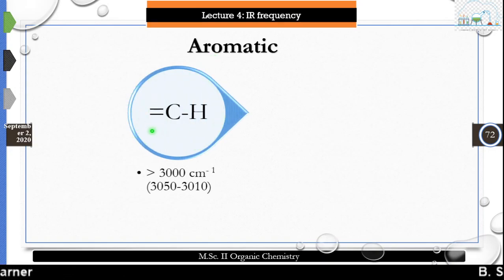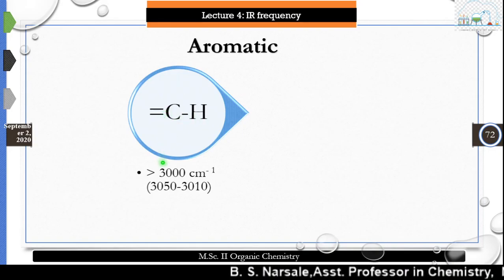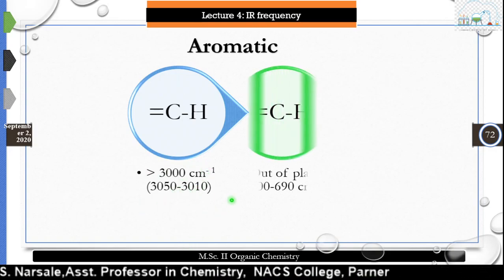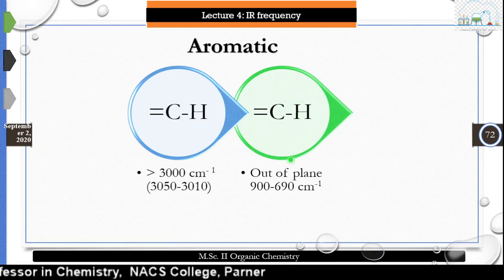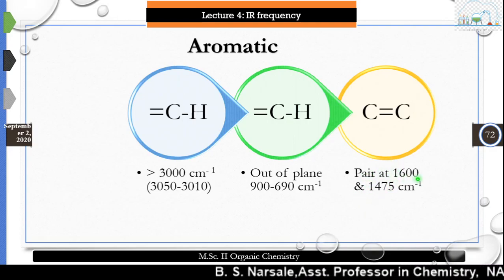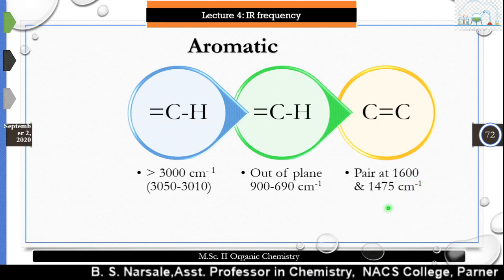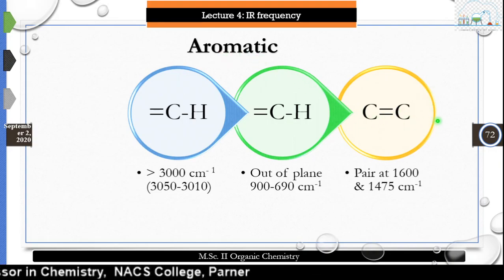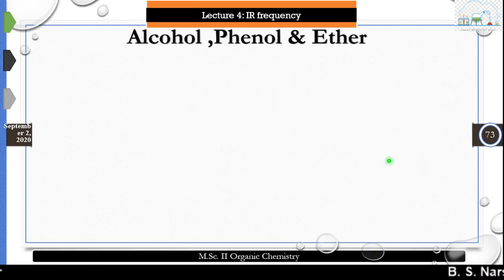Then we go to the aromatic compound. In the aromatic compound, the C-H on the sp2 hybridized carbon is always greater than 3000 centimeter inverse, in between 3050 to 3010. In the same way, the out of plane bending will be observed at 900 to 690 centimeter inverse, and the carbon-carbon double bond is specific as a pair, observed at 1600 and 1475. In the aromatic sp2 hybridized carbon-carbon double bond, the pair absorption will always be there.